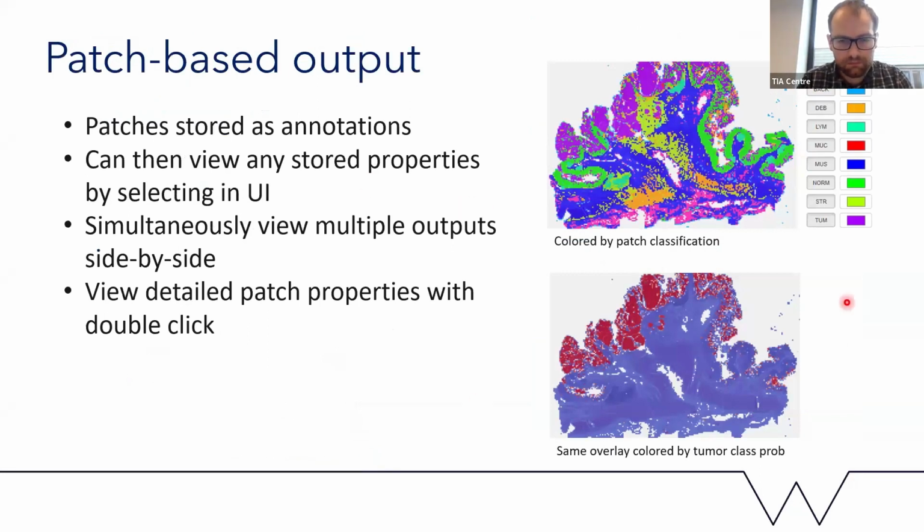So to go over the sorts of things you can do with the sorts of models we've just gone through. In the case of patch-based output, if you store your patch output as annotations, you can then view any of the stored annotation properties by selecting them in the UI. So for example, using the same overlay, we can view it colored by a patch classification, or just by changing the thing that it's colored by, we can instead view, for example, the tumor class probability or any other property that we have in that annotation store. And if we are curious about more details of any particular patch, we can just view those with a double click.